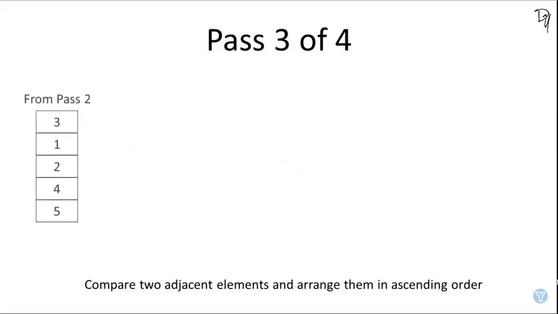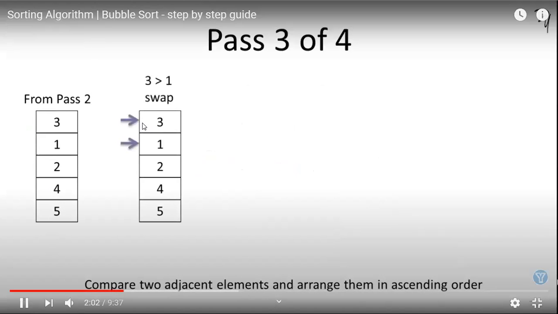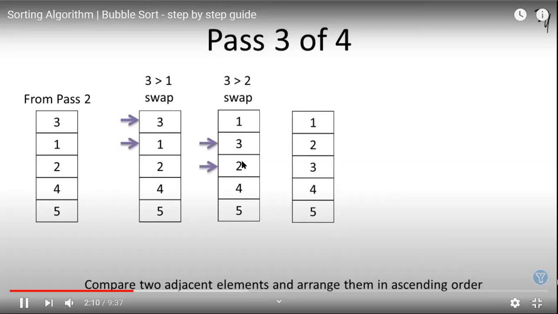We will see what will happen in pass 3. This is the resultant array from pass 2. As usual, same procedure. I am checking these two elements. It is not perfect, so I am just swapping. Again, I am checking these two elements. It is not perfect, so I am swapping.